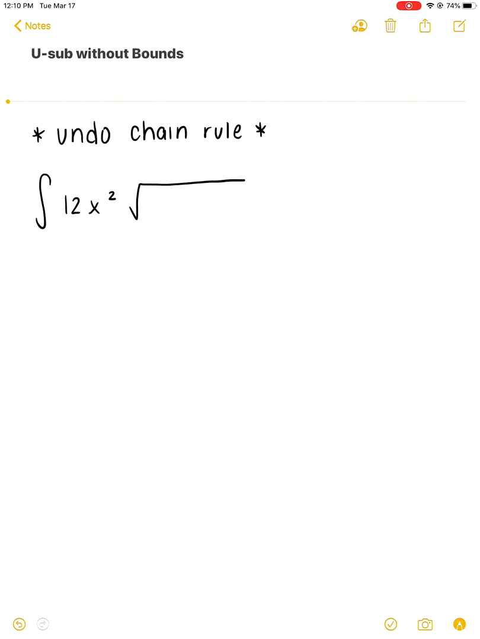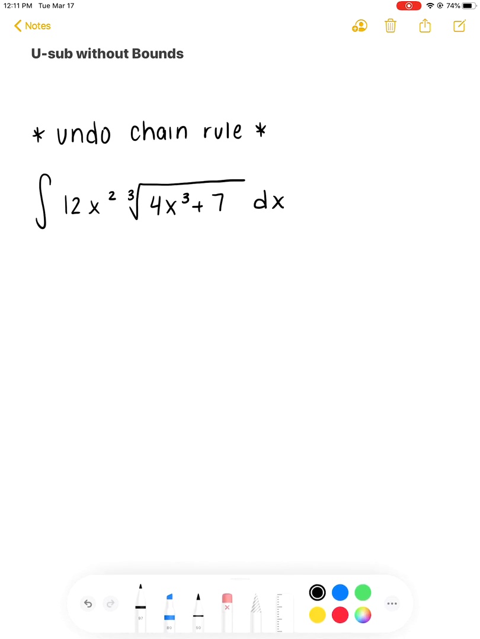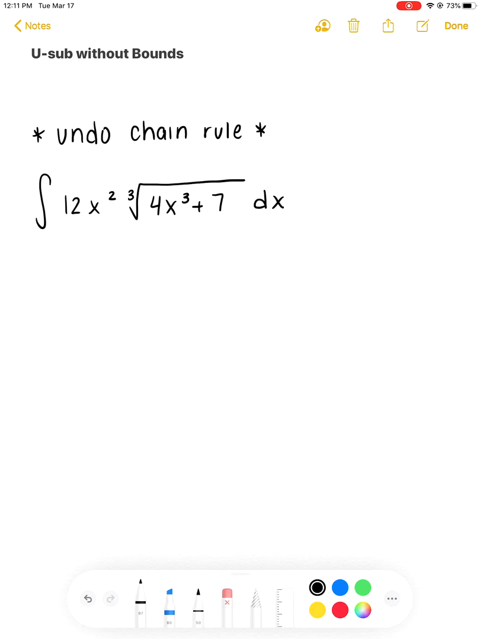So basically, U-Substitution we're going to use to undo chain rule. Or it's the inverse of chain rule or the antiderivative of chain rule. So if I look at the problem, the integral of 12x squared, the cubed root of 4x cubed plus 7 dx. Right off the bat, that is pretty intimidating and it's got a lot going on, so I want to kind of simplify it in order to make finding the antiderivative easier.